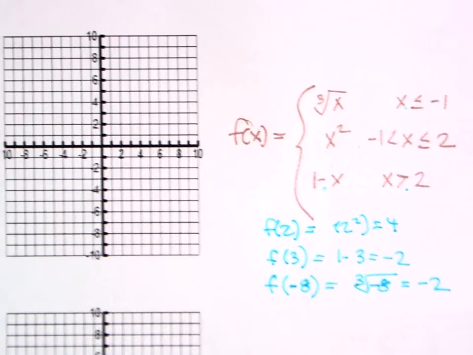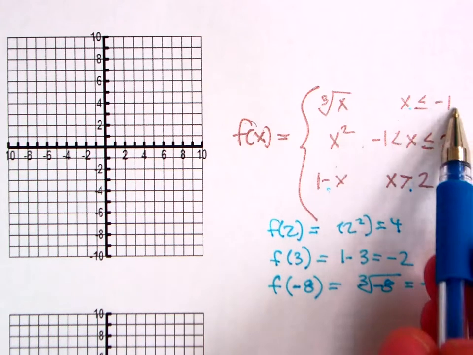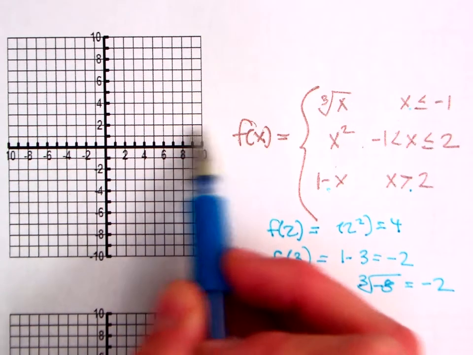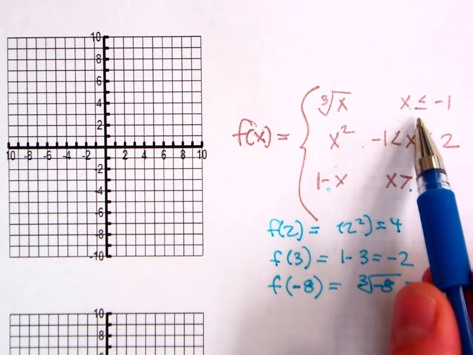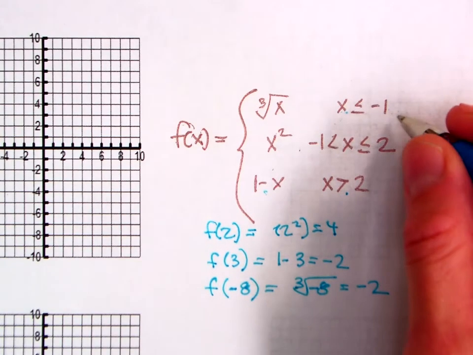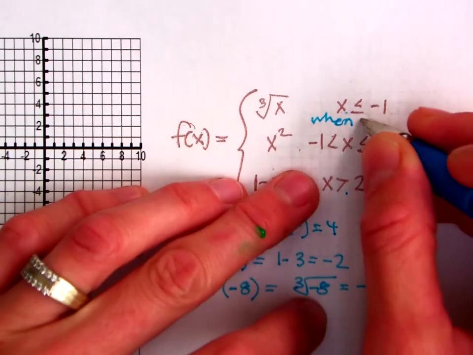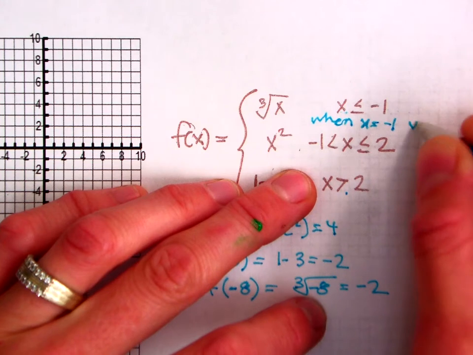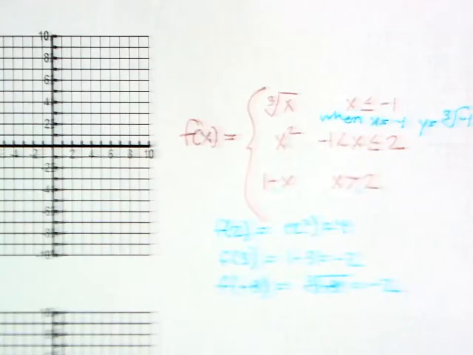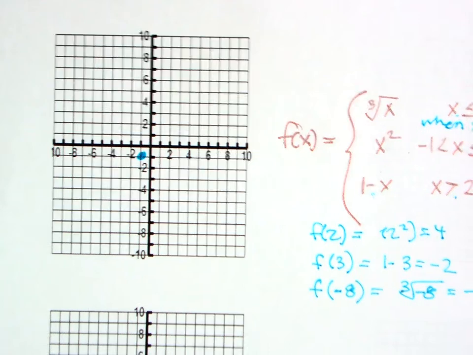So if we look at the first piece, this is the cube root of x, and this has a shape like this. But I only want it for less than or equal to negative 1. So basically what I'm going to do is plug in negative 1 into the function to find out where my starting point is. When x equals negative 1, y is the cube root of negative 1, which is negative 1. So I come over here and I put a closed circle on negative 1.